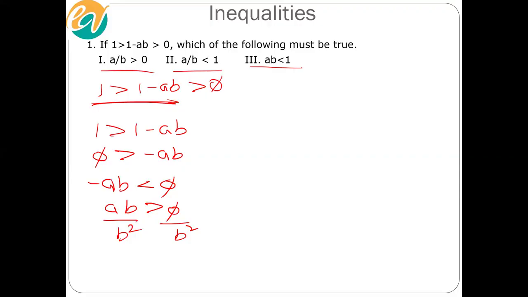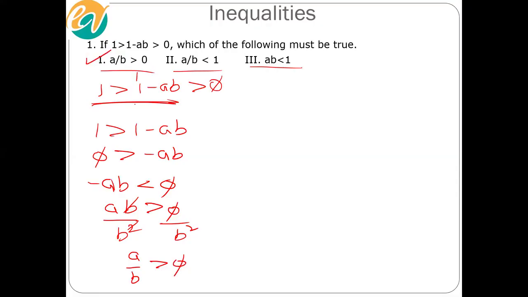Very nice, Nathan, because I know that it doesn't matter whether b is positive or negative, b square will always be positive. Since I know b square is always positive, I can safely divide both sides or multiply both sides by a positive number, correct? So then what do I get? A by b is greater than 0. So this is absolutely correct.